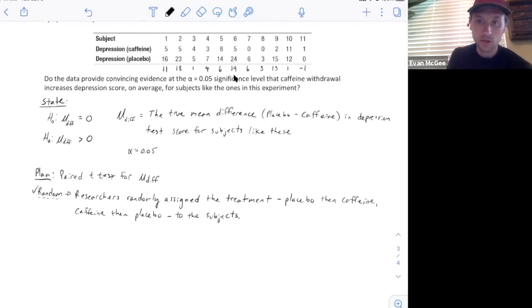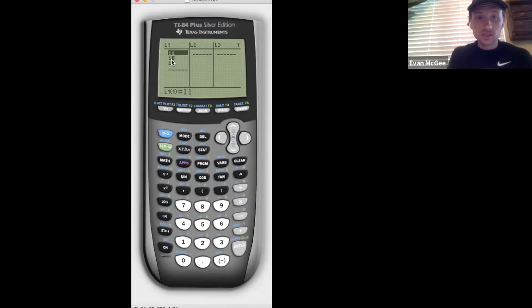So we'll check the large normal condition, where we're going to have to look at a dot plot or histogram or a box plot of these differences here. So we'll open up the calculator and look at a box plot for these. I'll put the differences in list 1. Now the differences are in list 1. Let's take a look at a box plot here.